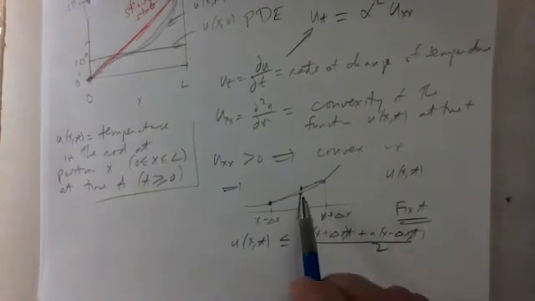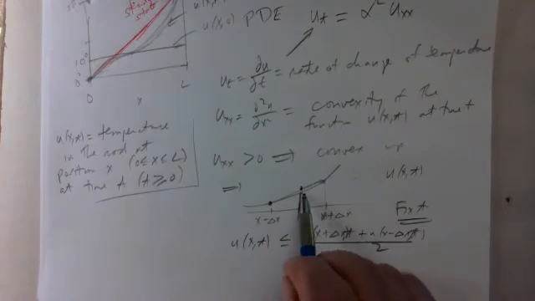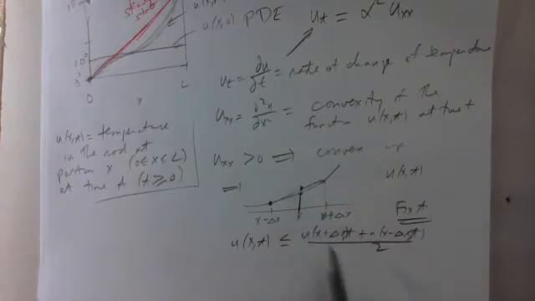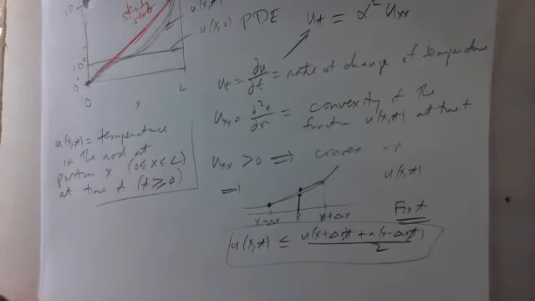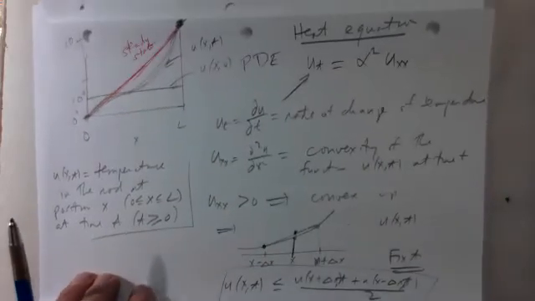So this is u of x. This point here is the average of this and this. So this is Calc 1, first semester freshman calculus. This is what convexity means. Are there any questions about this?